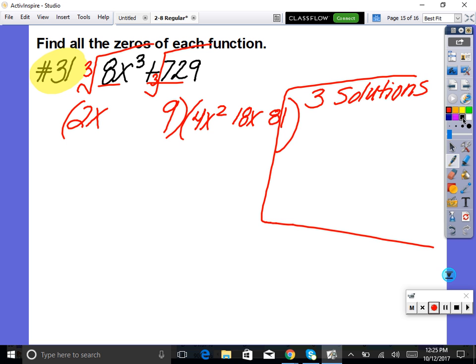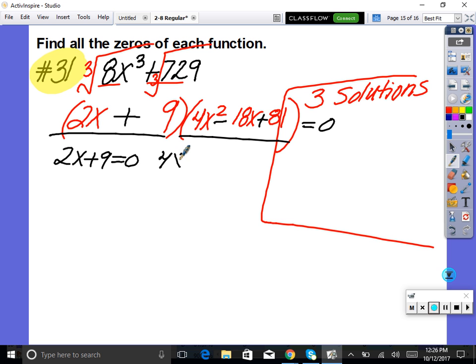Okay, let's now do the signs. If this is plus, the next sign's opposite. This one's always a plus. And now look at that. We have a linear and a quadratic we can solve. 2x plus 9 equals 0. 4x squared minus 18x plus 81 equals 0. Let's solve for x. So subtract 9, divide by 2.